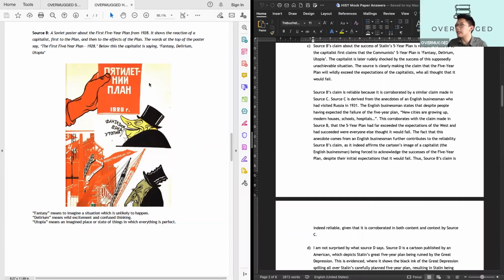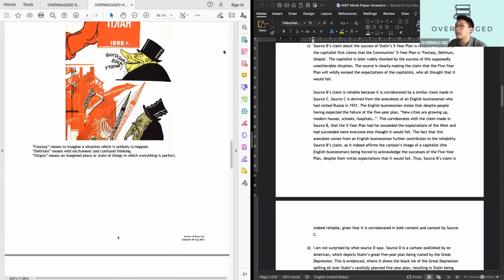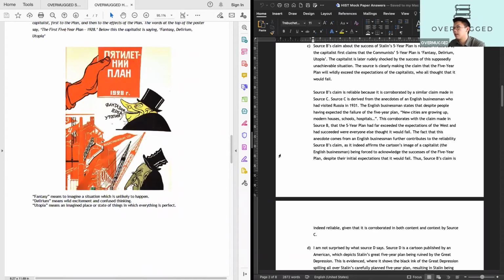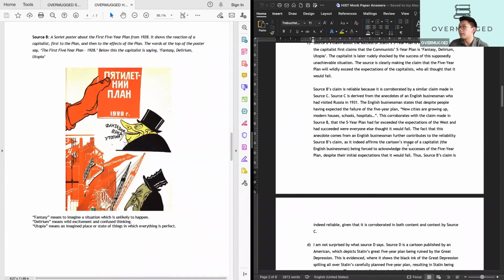So over here, you can very clearly see how I bring in the provenance of the specific fact that he is an English businessman and how he was disproven in his speech to affirm the claim being made in source B that communism has managed to make the capitalists eat their own words. Thus, source B's claim is indeed reliable given that it is corroborated in both content and context by source C.